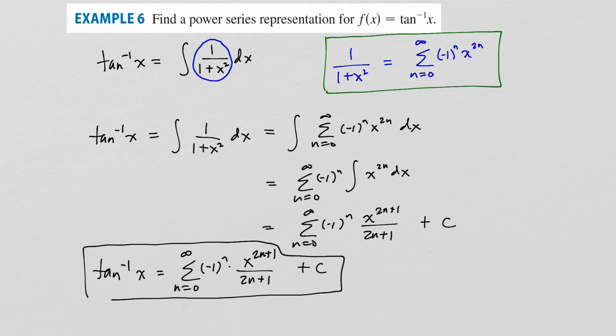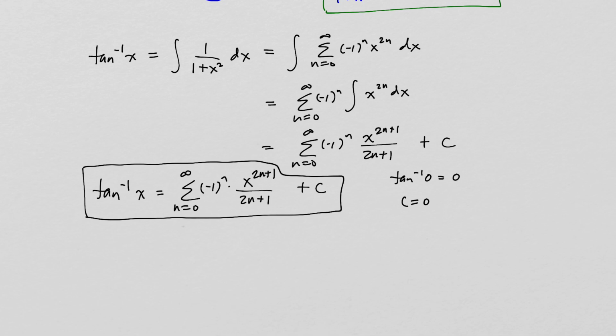Now let's figure out the value for c. If we let x equal 0, we know inverse tangent of 0 is 0. And if we let x equal 0 here, all of these terms become 0. So basically we know that c must be 0. So we can get rid of the plus c here. And we know that this series will converge on the interval negative 1 to positive 1. But then we have the question, does it converge at the endpoints? Well, let's check.